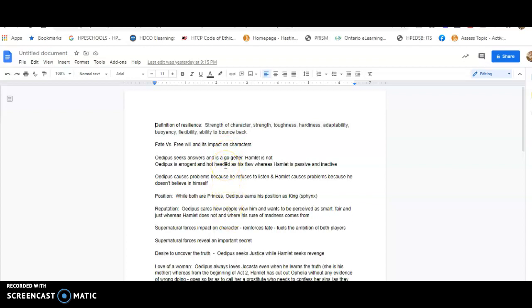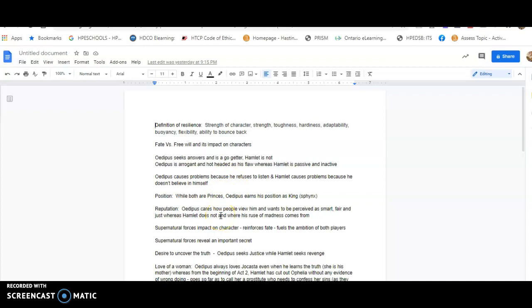Oedipus seeks answers and is a go-getter. Hamlet is not. Oedipus is arrogant and hot-headed, whereas Hamlet is passive and inactive. Oedipus causes problems because he refuses to listen, and Hamlet causes problems because he doesn't believe in himself. Their position, they are both princes, but Oedipus earns his position as king. Unfortunately, the problem with that is that he killed his father unknowingly and assumed his position. However, it's because of the story of the Sphinx that he becomes that king, whereas Hamlet does not move position.